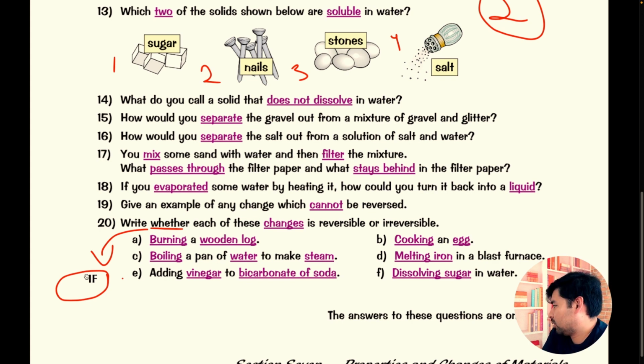Okay, so burning a wooden log. If you burn a wooden log, teacher, I don't remember what a wooden log is. I have already explained that. So go back in your book, check the lessons before. If you do that, is it reversible or irreversible? When I say reversible or irreversible, I mean if you burn a wooden log, the state of the wood will change.